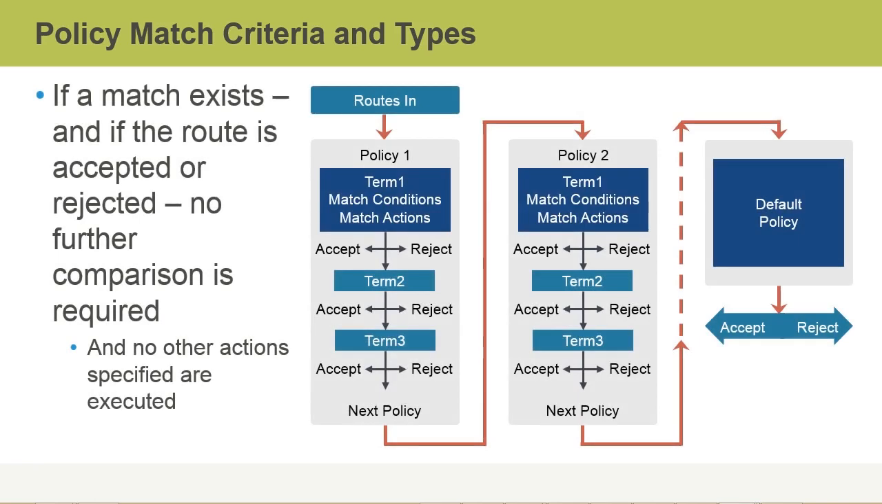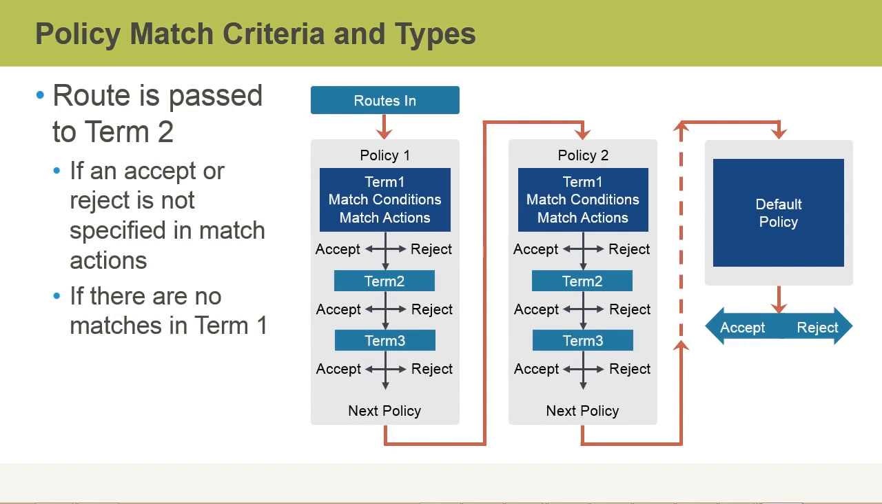So here we take a look at that in a little bit more detail. As they mention up top here, if a match exists and the route is accepted or rejected, no further comparison is performed. That's what I was talking about, where the routing information comes into the policy. The term is a match condition, so it performs a test on that information. If the information matches the test, then the action kicks in for that term, and let's pretend that the action is accept. So it's the end of the line. There's no further comparison for that routing information. It's been accepted, or maybe it's been rejected. So no other actions are performed.